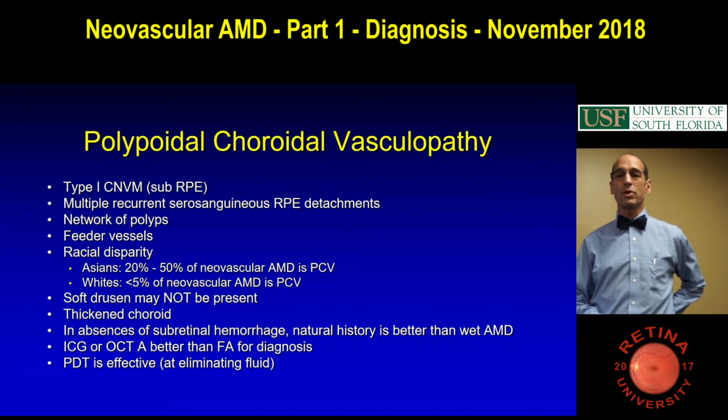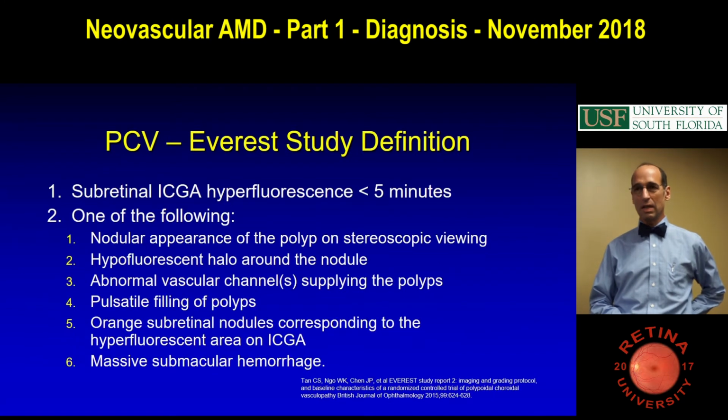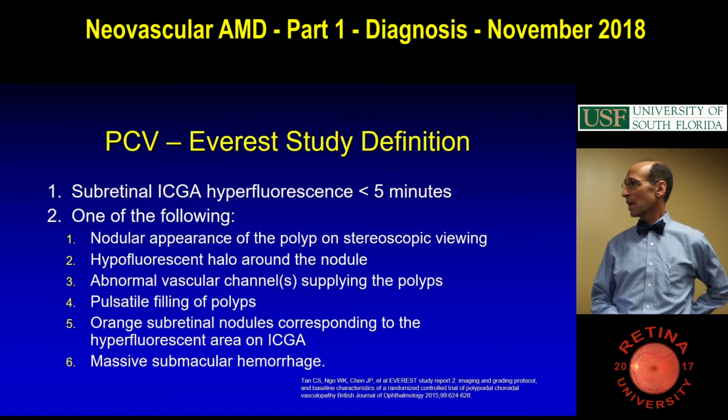And then there's soft drusen that might not be present. There's a thickened choroid, and you can get subretinal hemorrhage. ICG is better than FA at looking at these, and PDT can be effective. The big study is the Everest.